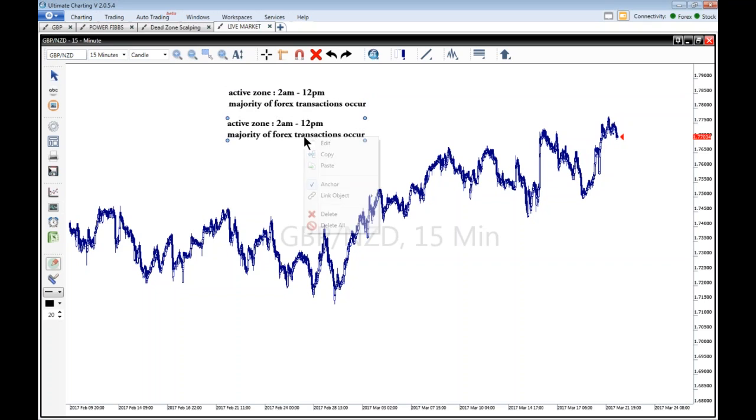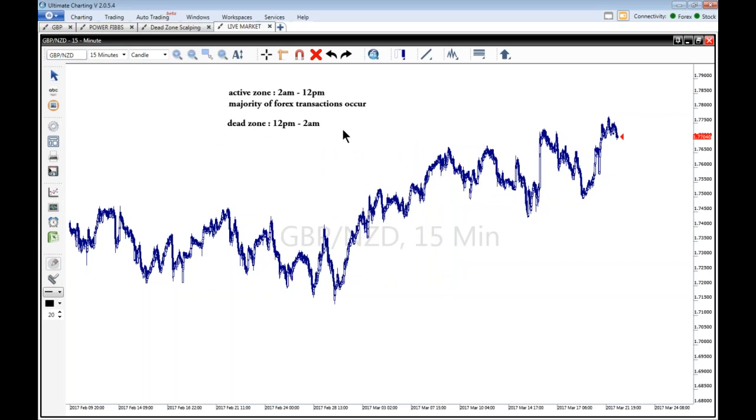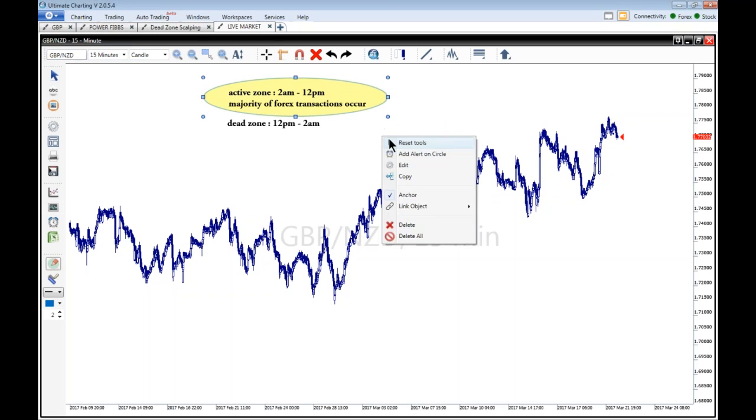But then we also have here, next to the active zone, the dead zone. And the dead zone here, as you can see, is between the hours of 12 p.m. noon and 2 a.m. So we have the active zone where the majority of Forex transactions occur, and then we have the dead zone, which is where not the majority of transactions occur. So traders have always focused in on saying, well, I want to trade in the active zone because that's where a lot of pips are capitalized on, and so we've always catered towards those traders.